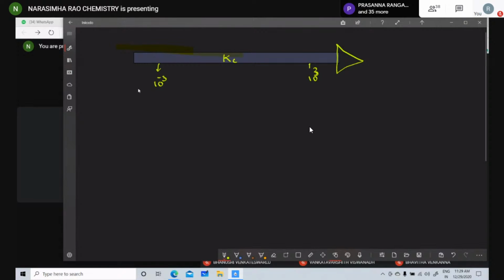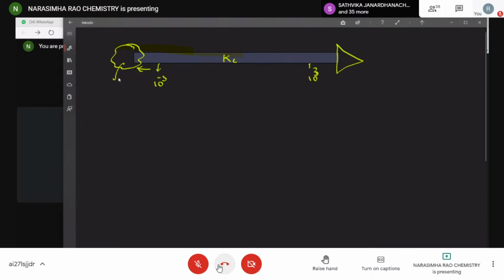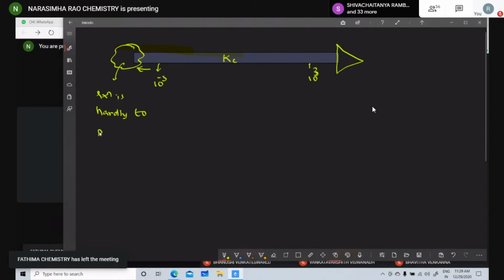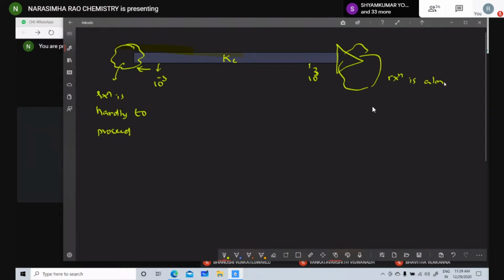So this is the lower concentration. So in this area, towards this one, the reaction is hardly to proceed. And at this area, the reaction is almost complete.